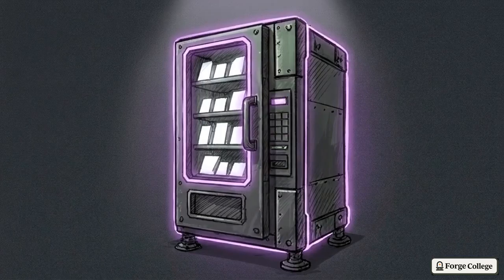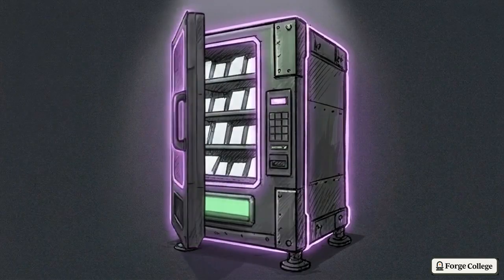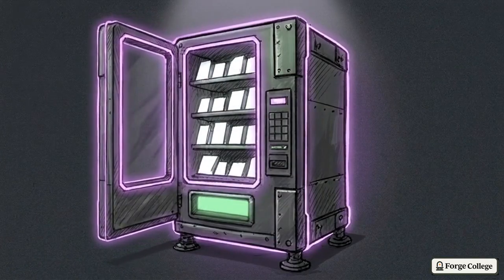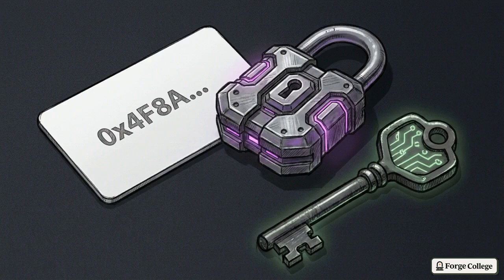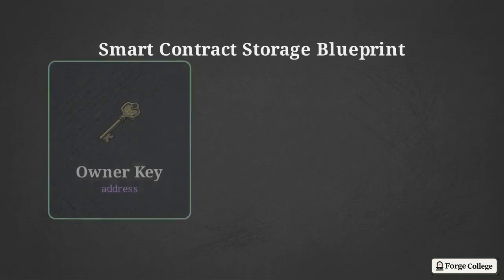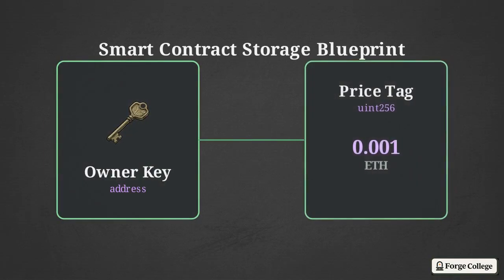Before we can let anyone use our digital vending machine, we must stock it and set the rules. In the blockchain programs here at Forge College, we call these rules the machine's permanent memory, or its state variables. First, we define an owner. This is the machine's memory recording the specific digital address of the person who holds the administrative keys. Looking at this blueprint, you'll see a node for the owner key and one marked price tag.